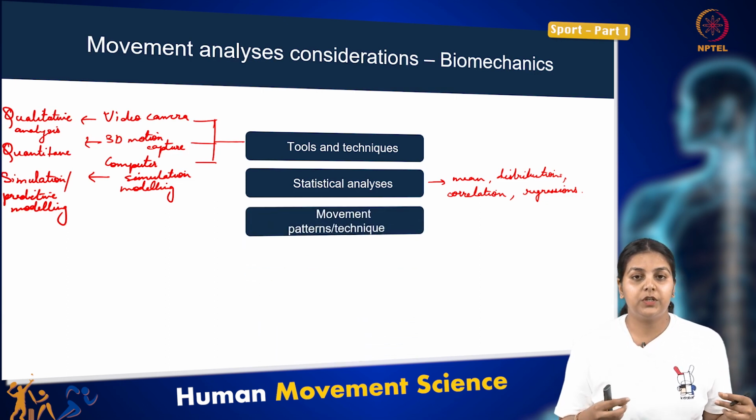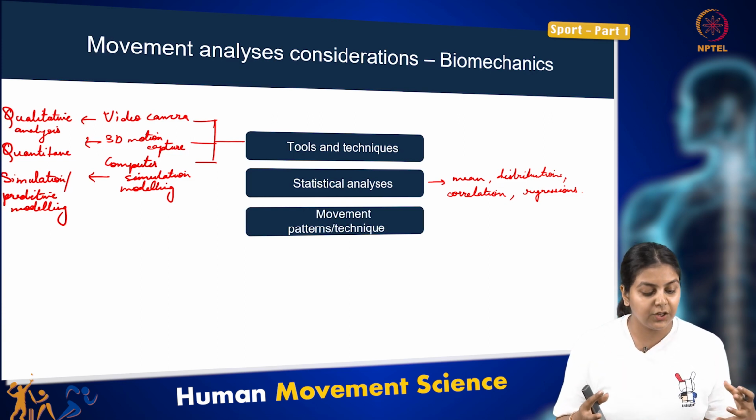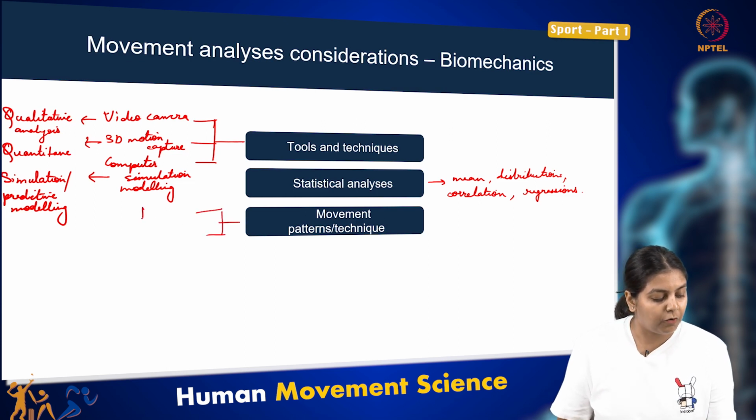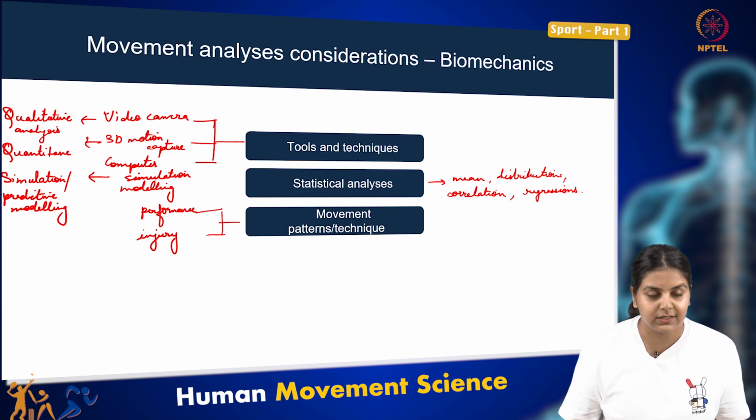Then once you've collected your data and done your stats, what you are actually looking at is your movement patterns. Now these movement patterns could be for performance, right? So you could be looking at performance patterns, or you could be looking at injury, risk of injury, right? All of those patterns. So technique compromises because of an injury that's happening.